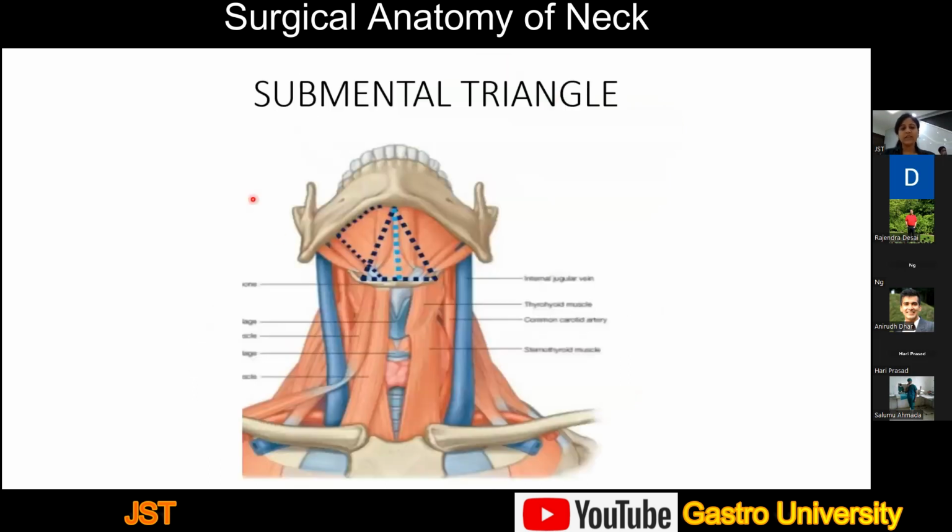So, the first triangle we want to talk about is the submental triangle. As is obvious from the name, the boundaries are the mental, the anterior bellies of the digastric, and the hyoid. Again, the hyoid we are going to encounter everywhere. This submental triangle has fat as its content and small veins in level 1A group of lymph nodes.